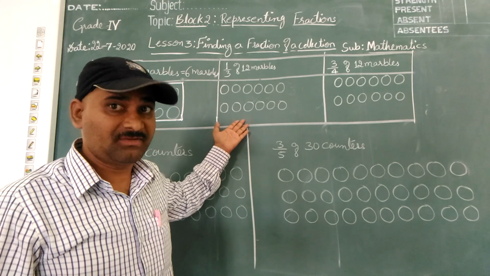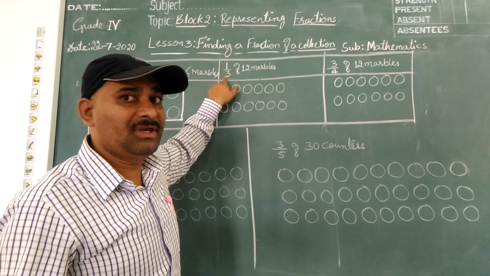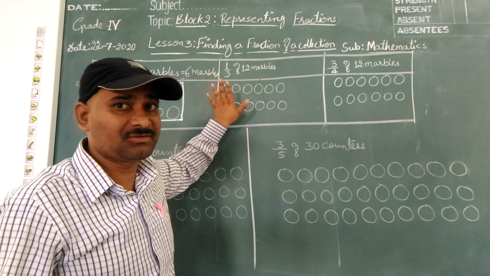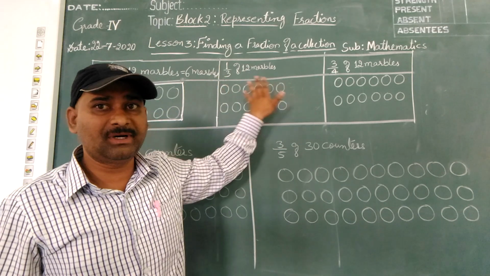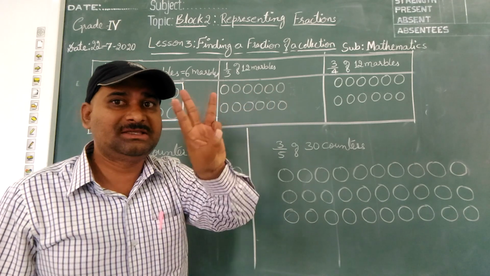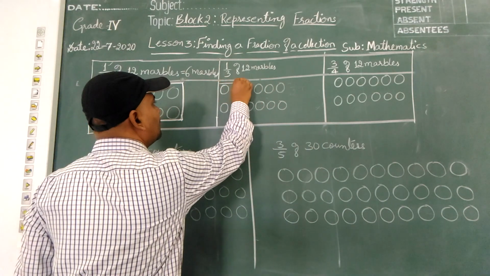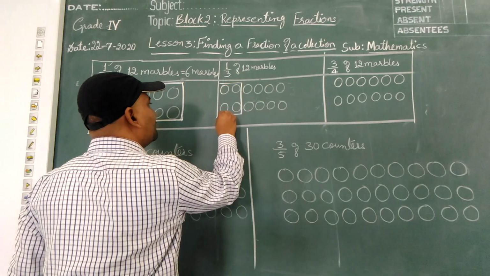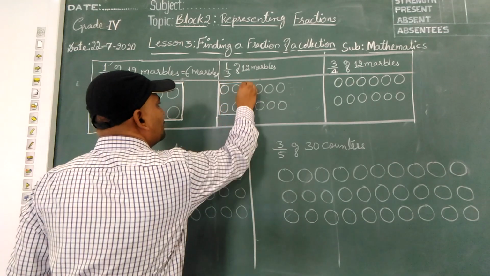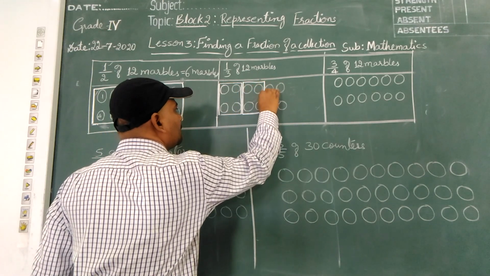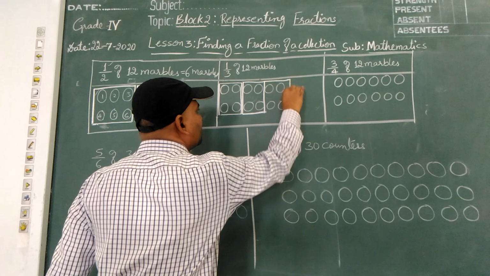Let us observe carefully. 3 means the number of groups. You should be very careful when you select the number of groups. So these 12 marbles I should make into 3 groups. Let me make 3 groups here, children. 1 group, 2 groups, and 3.